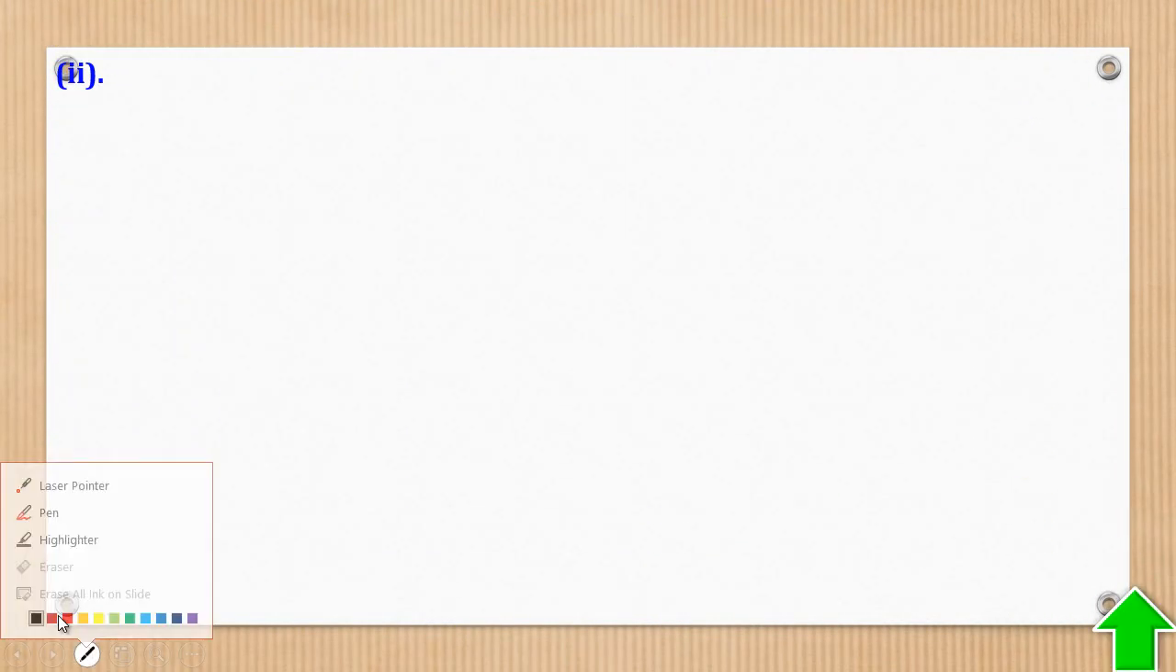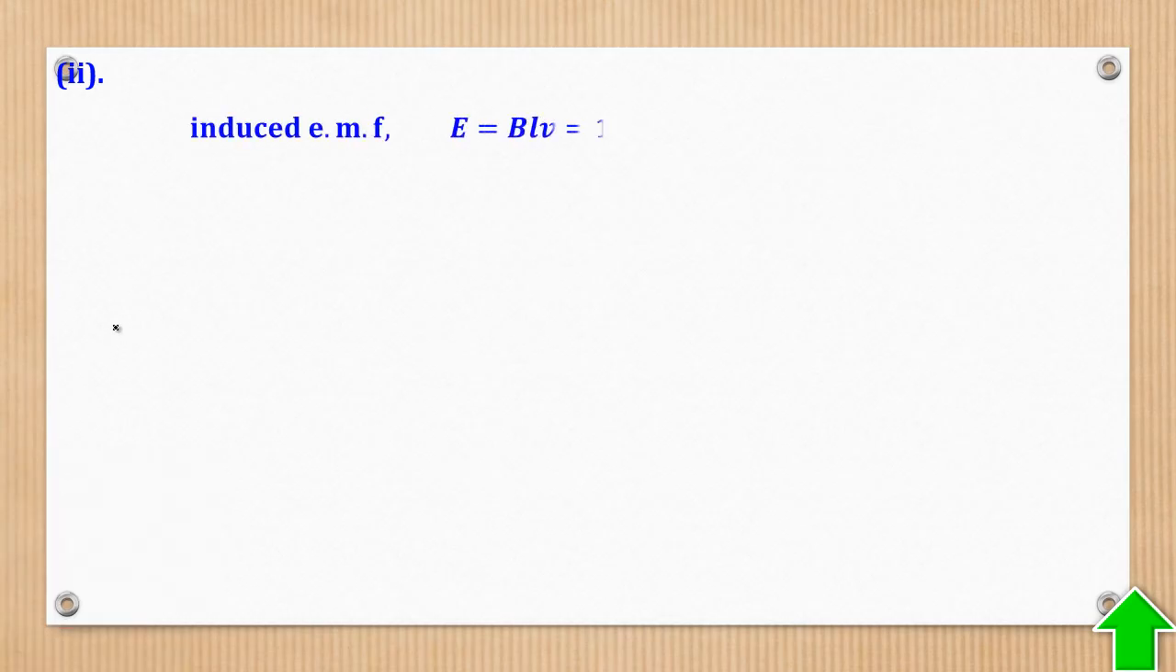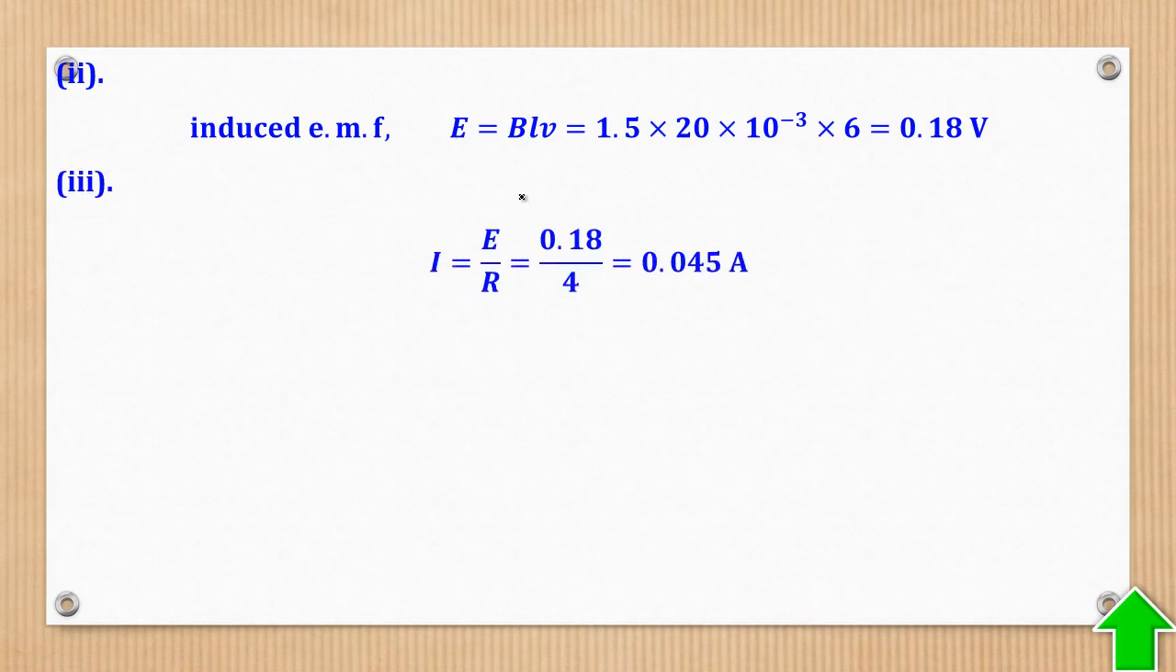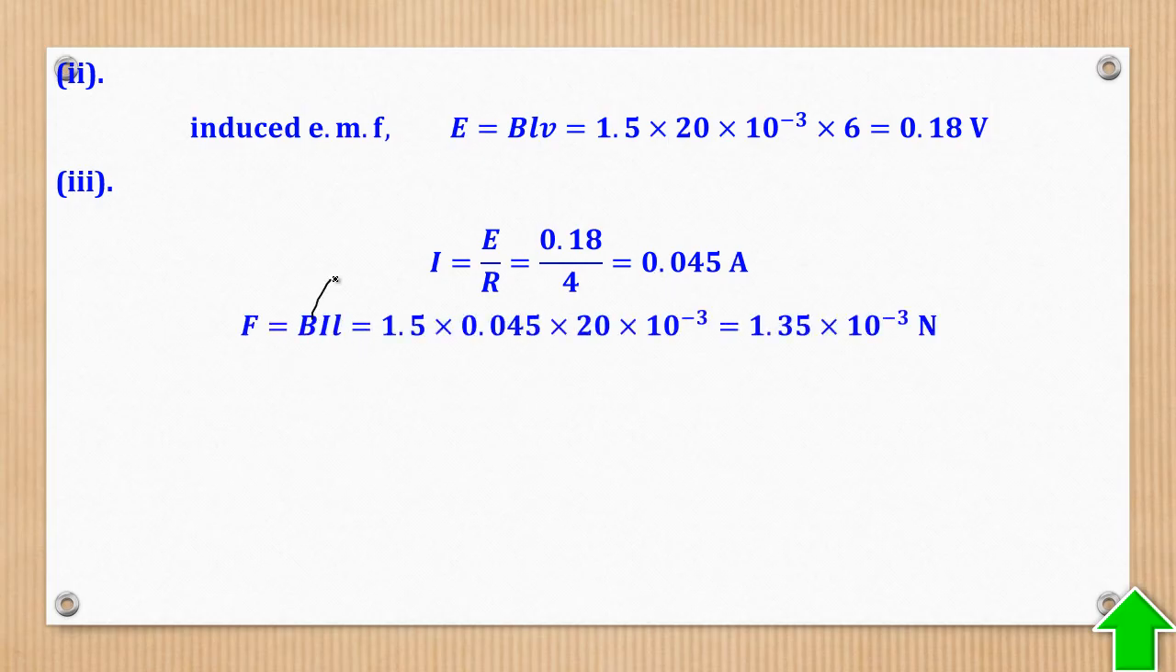So magnitude of the induced EMF as it moves, it will be BLV. So B is flux density, L is length, V is the drift velocity, which is that. Then magnitude of the force, we need to get the current. Current is E over R. E is here. R is given in the question, you get current. Then after current, I can now say BIL to give you the force.